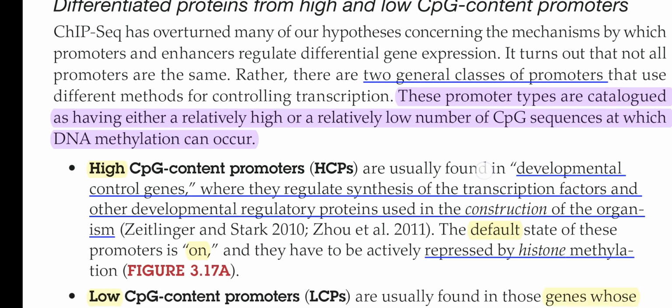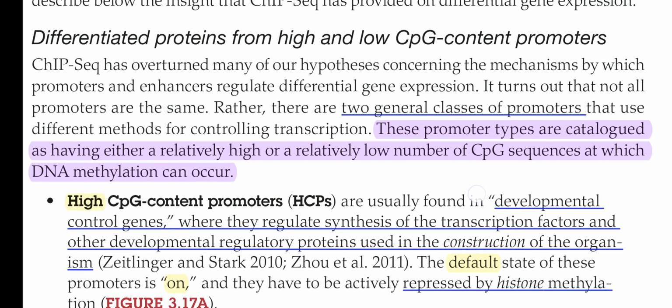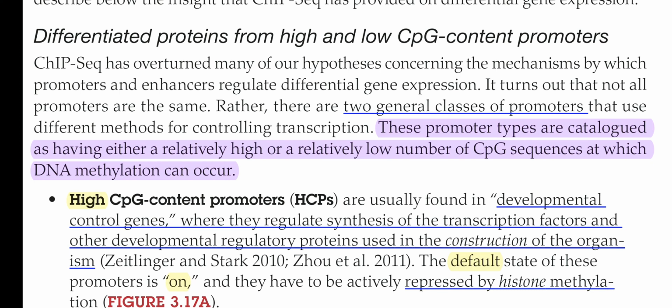The differential protein binds from high or low CpG containing promoters. This high and low CpG content plays an important role. The promoter types are catalogued as having either a relatively high or relatively low number of CpG sequences at which DNA methylation occurs. So now you are going to read about DNA methylation. In some of my previous videos I explained histone methylation, but now I'm going to discuss the methylation at the cytosine residues of the DNA molecule.